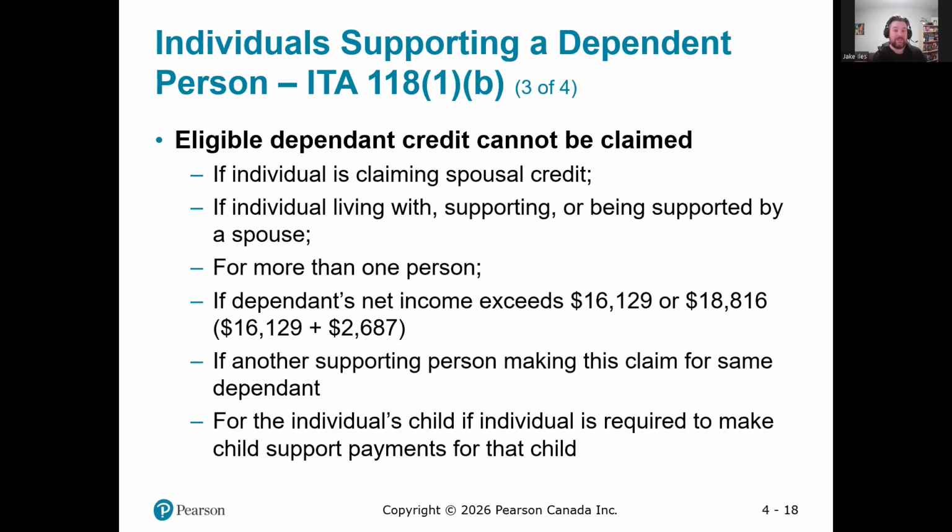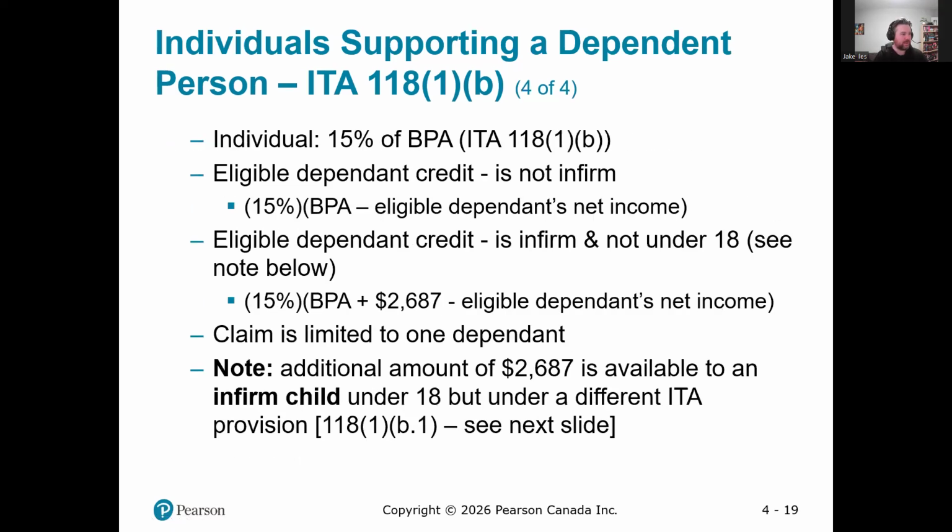Now, if they're living with you part of the time or in a 50-50 split, then you can make the argument that you are still caring for them in the day to day. But if they have sole custody and you're not active in the child's life, you can't claim the eligible dependent, even if you are making those payments. So the eligible dependent credit is the exact same as the spousal credit. So the additional amount of 2,687 comes into play for an infirm child under 18.